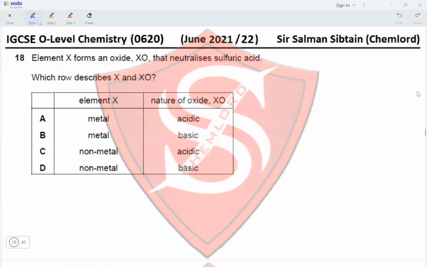Question 18. Element X forms an oxide that neutralizes sulfuric acid. So, this is a basic oxide. Which row describes X and XO? So X has to be a metal and XO is a metal oxide because they are basic in nature and they will neutralize sulfuric acid. So element X is a metal, eliminating options C and D. And the nature of oxide XO is basic, not acidic, eliminating option A and making option B the correct option for this question.